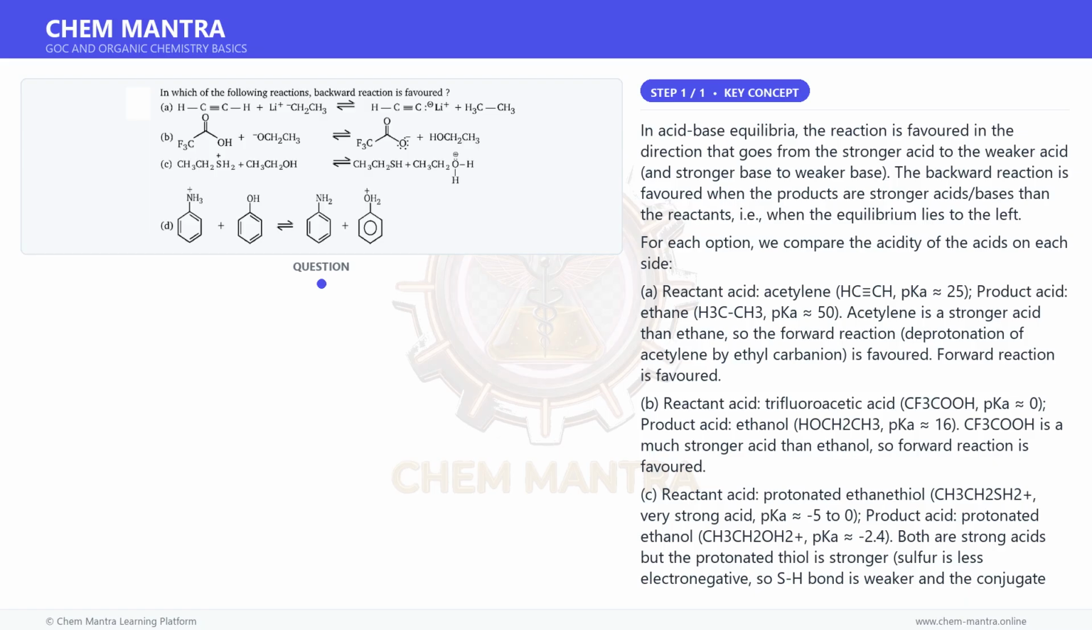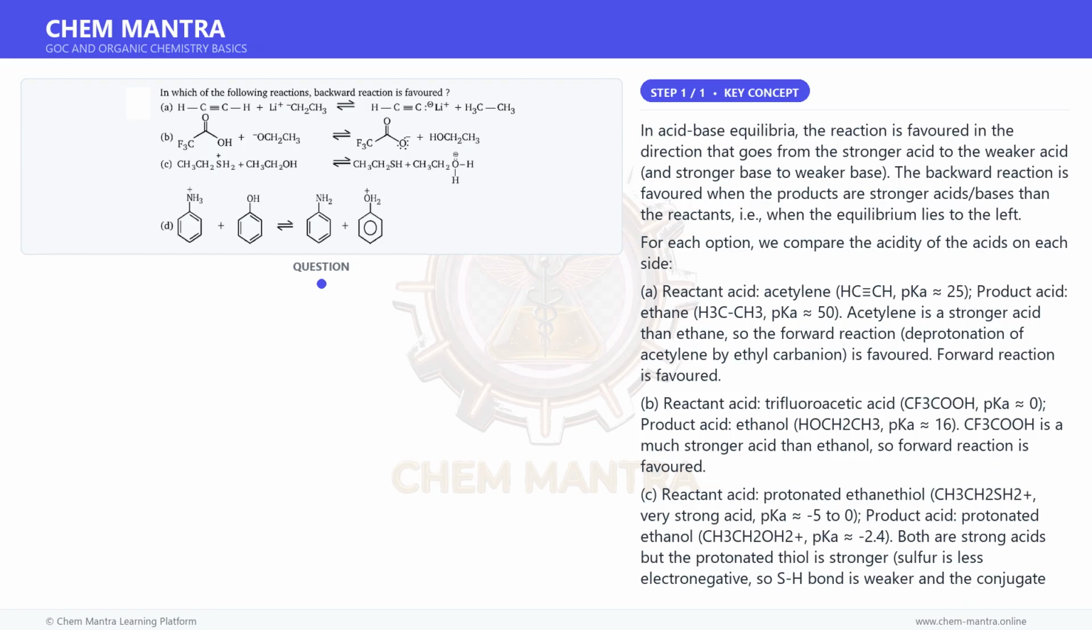Let us reconsider. The forward reaction is PhNH3+, acid, pKa 4.6, plus PhOH, acid, pKa 10, giving PhNH2, the conjugate base of the pKa 4.6 acid, plus PhOH2+, conjugate acid, a very strong acid. Equilibrium favors the side with the weaker acid. PhOH, pKa 10, is weaker than PhNH3+, pKa 4.6. So the stronger acid is PhNH3+ on the left. The reaction should go forward to produce the weaker acid, PhOH.